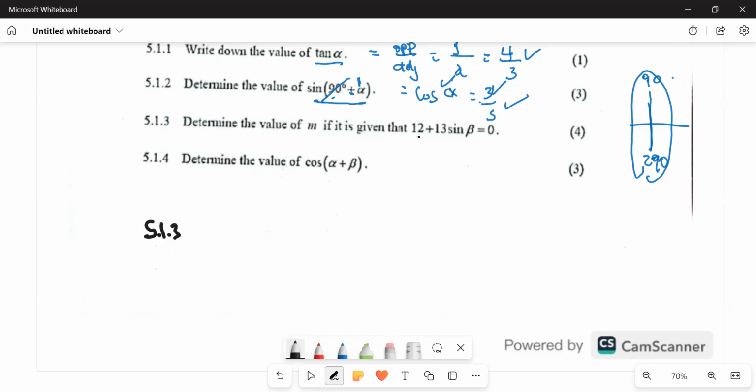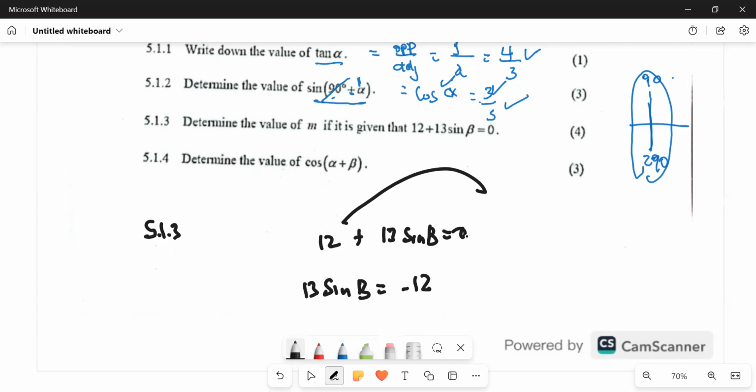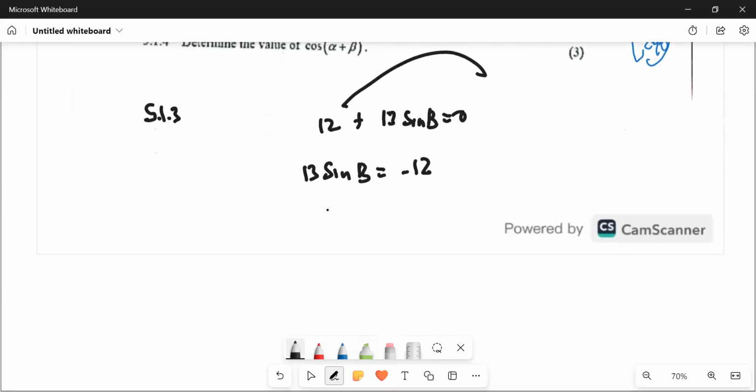5.1.3. They say we're given 12 plus 13 sine of beta, which is going to be 0. And then we're going to put this in standard form, or we're just going to leave the trig ratio on its own. So we take 12 to the other side, which says we are going to have 13 sine of beta equals minus 12. Divide by 13. And then the sine of beta is going to be minus 12 over 13. Now let's define sine. How do you define sine?